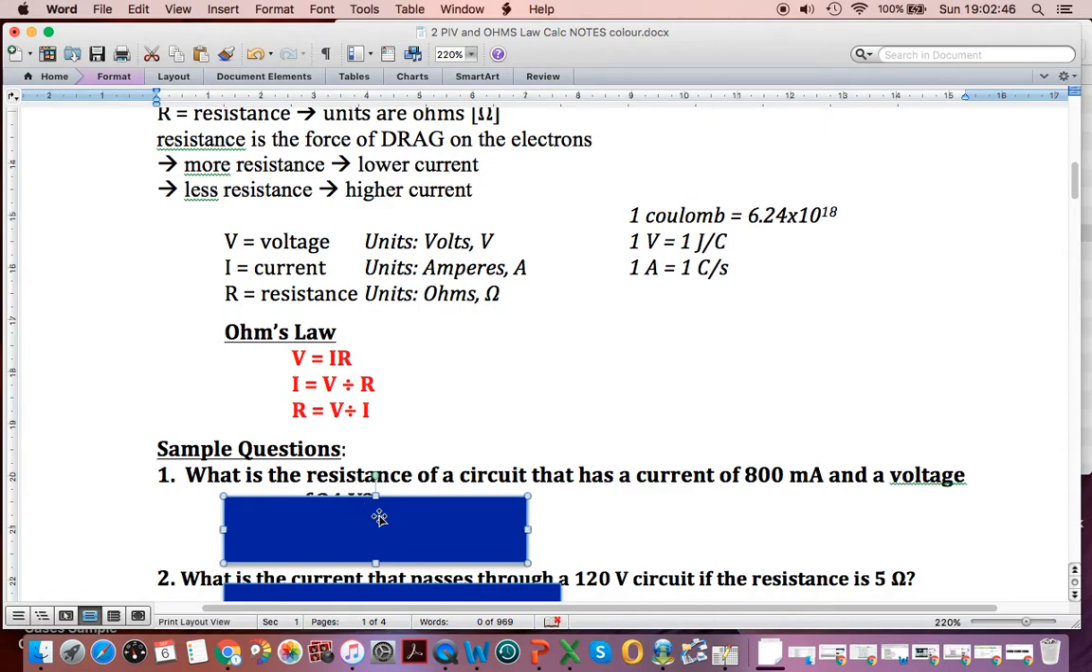So we look at this. One thing we've got to keep in mind is, yeah, you're usually going to get the voltage in volts, but amperes may be in milliamps. And if it is, you've got to convert to amperes by dividing by 1,000.